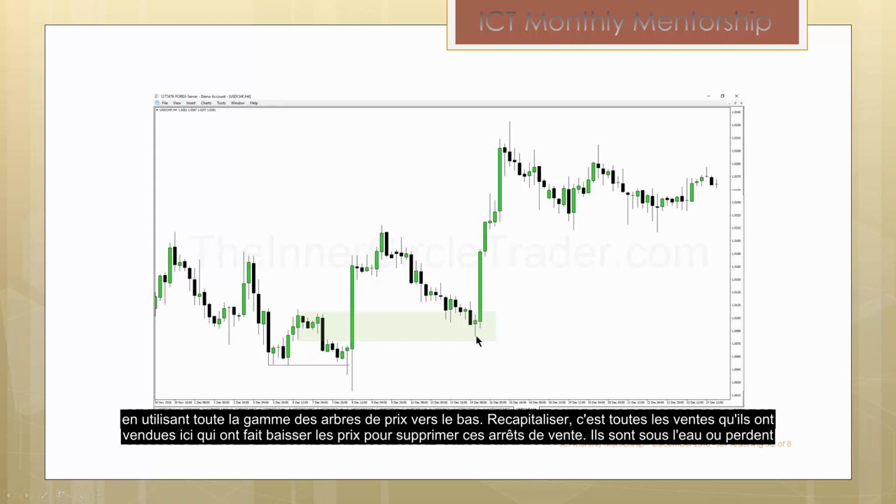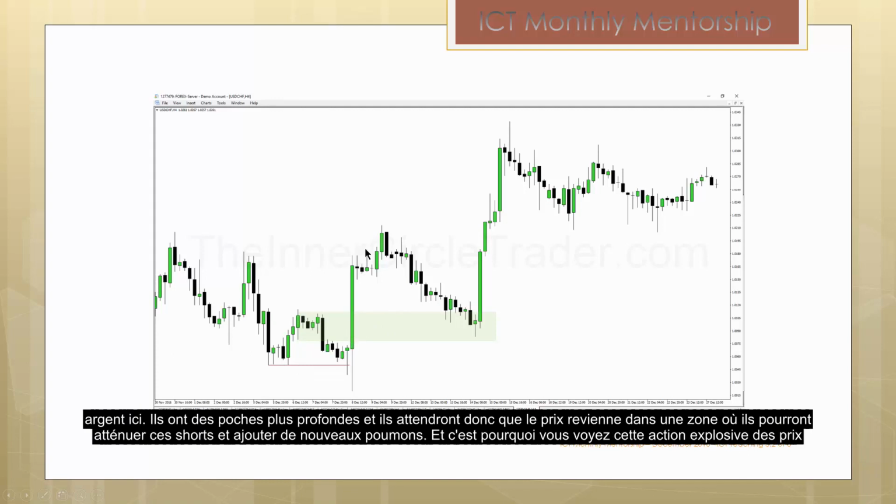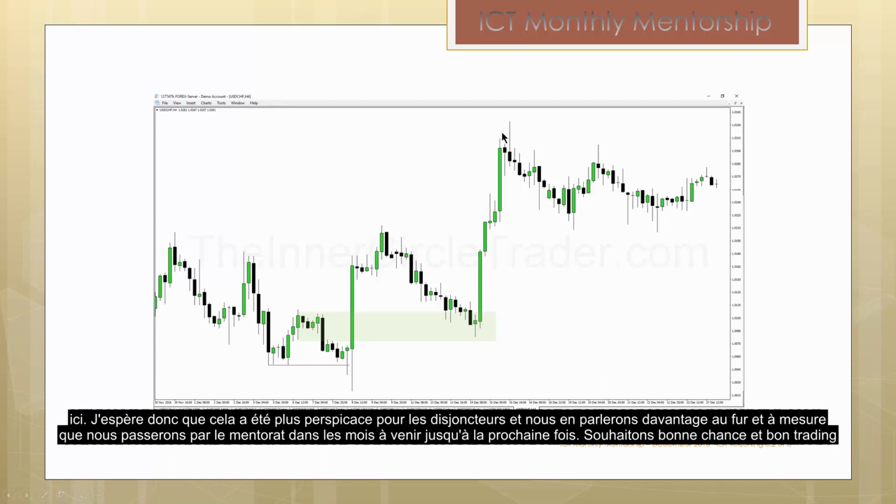Price trades down into it, recapitalizes. All the selling they did here that drove prices down to take these sell stops out, they're underwater or losing money here. They have deeper pockets than us. They'll wait for price to get back to an area where they can mitigate those shorts and add new longs, and that's why you see that explosive price action seen here.